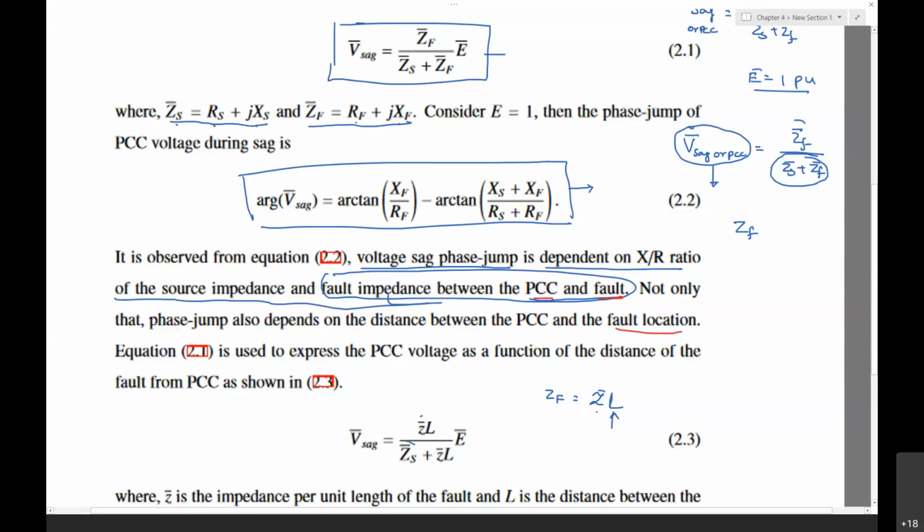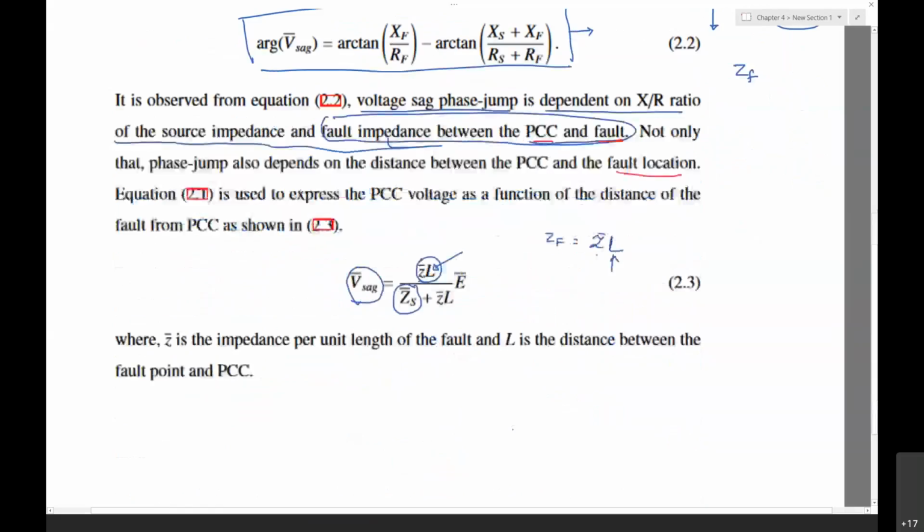The source impedance is not going to vary. Only the fault impedance is going to vary. The voltage sag magnitude is influenced by the location of the fault also. What I mean to say is that L is the distance between the fault point and the PCC.